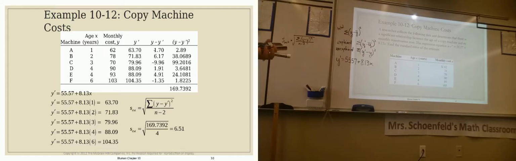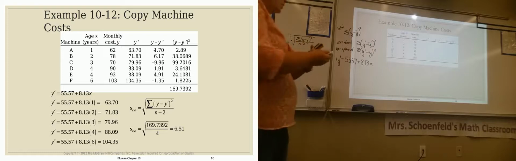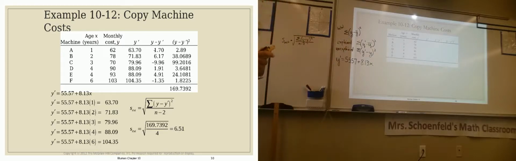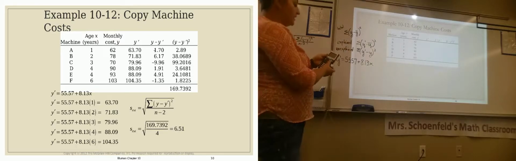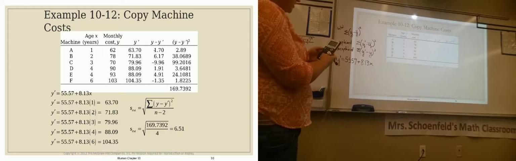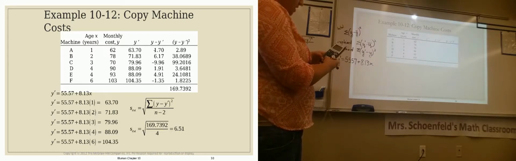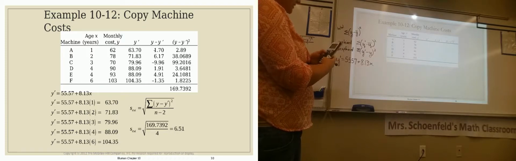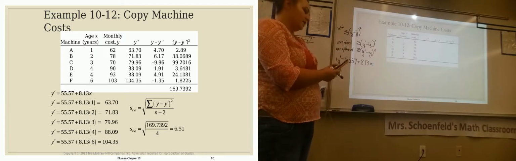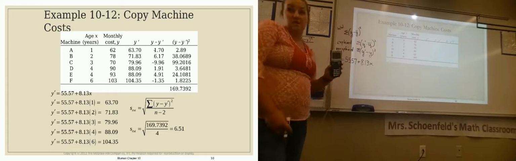I lost my mouse again. There it is. So come back over this way. Okay, so the nicest way to do this, I'm going to say in the calculator, is go to your y equals menu. In your y equals menu, you have 55.57 plus 8.13x. And this way, at least, we don't have to type everything in 100 times.